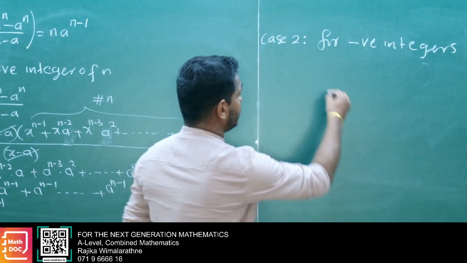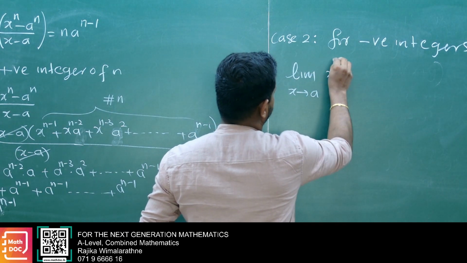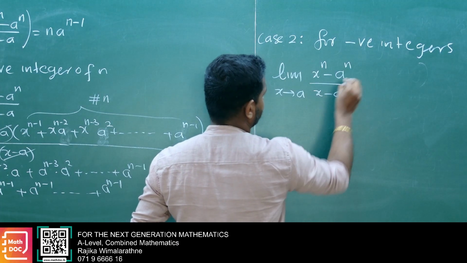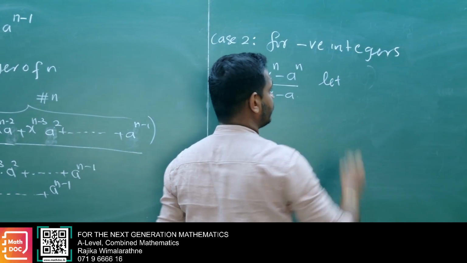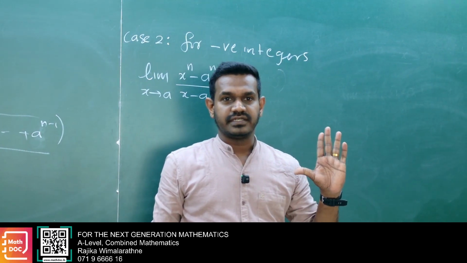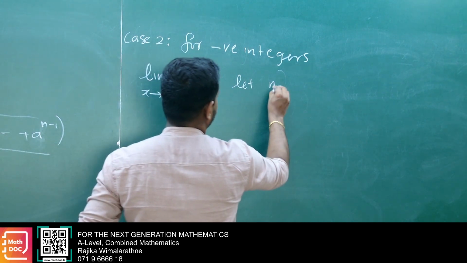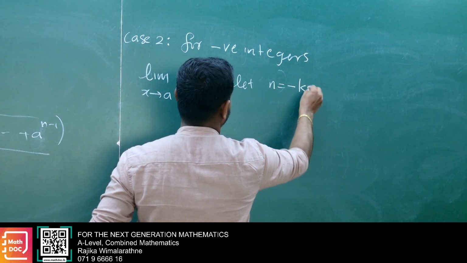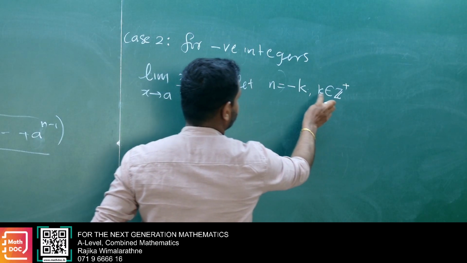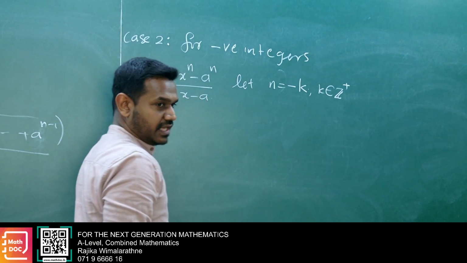Now, here limit x goes to a, (x to the power n minus a to the power n) divided by (x minus a). Then we know now here n is a negative integer, no? Then n negative integer means you take the n value equal to minus k, say k positive integer. When k is a positive integer, k times minus 1 means a negative integer value, no?